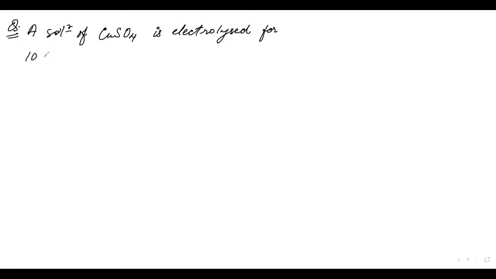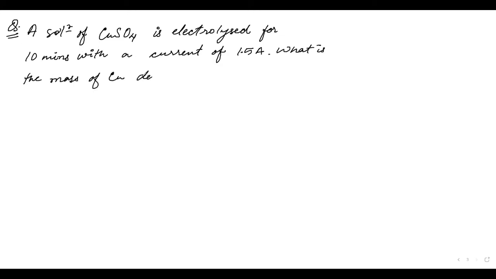Leave half a page, and then we will start with directly a question. Okay, now this question: a solution of CuSO4 is electrolyzed for 10 minutes with a current of 1.5 ampere. What is the mass of Cu deposited at the cathode? So how to approach this type of problem?